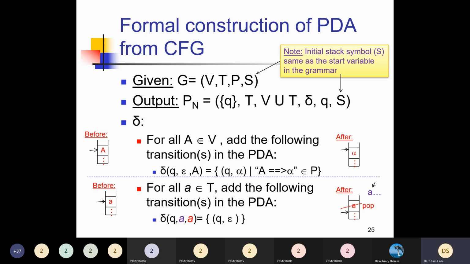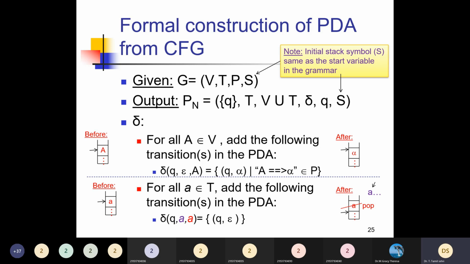So PDA here means acceptance by empty stack. In curly braces, we have mentioned the set of states Q, and then T is the terminal, V union T is the stack symbol. Okay, and then we have the transition function. Q is the initial state, and S is the start symbol, the initial stack symbol.